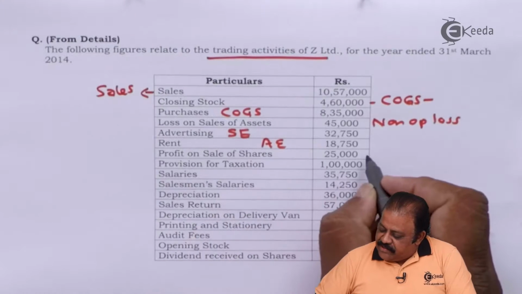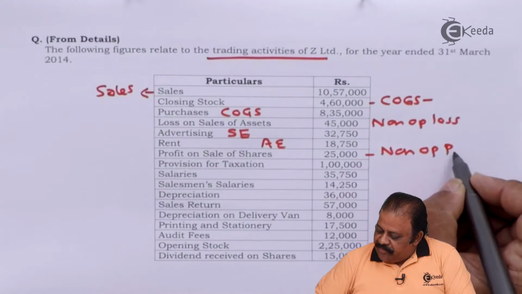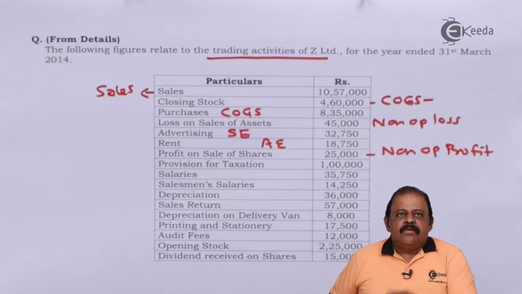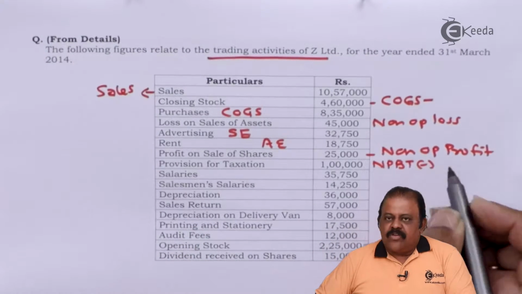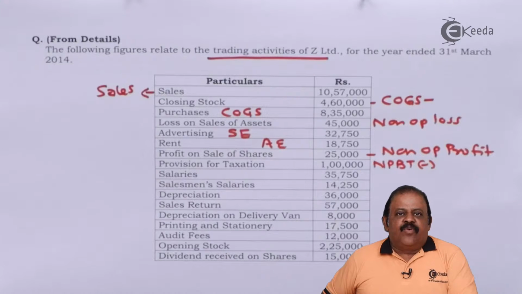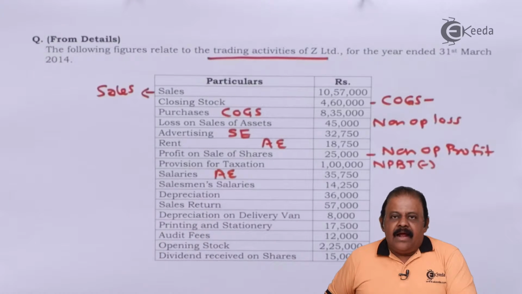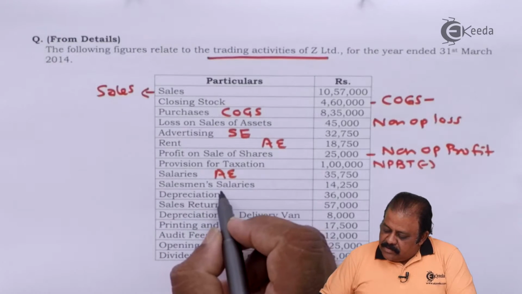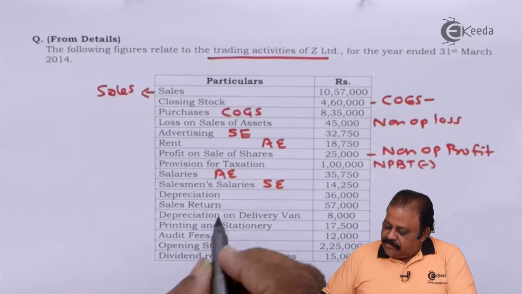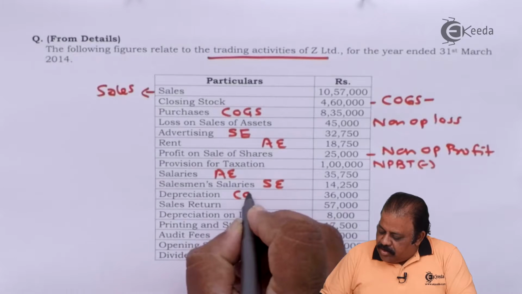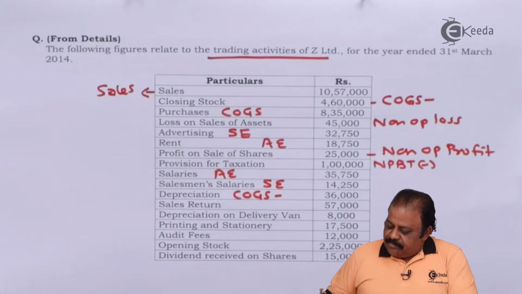Profit on sale of shares, non-operating profit. Provision for taxation will be deducted from net profit before tax. Salaries, administrative expenses. Salesman salaries, selling expenses. Depreciation, cost of goods sold considering factory depreciation.